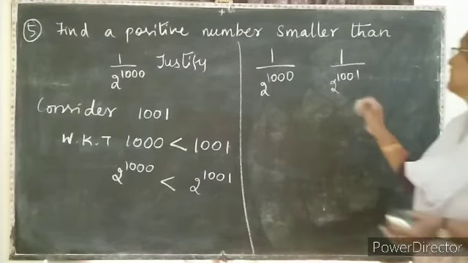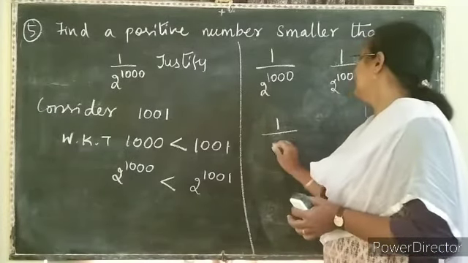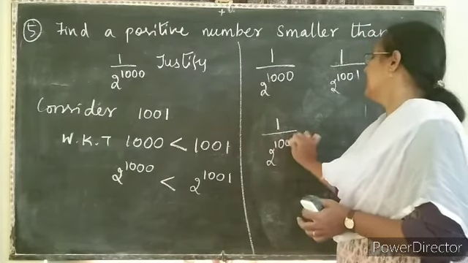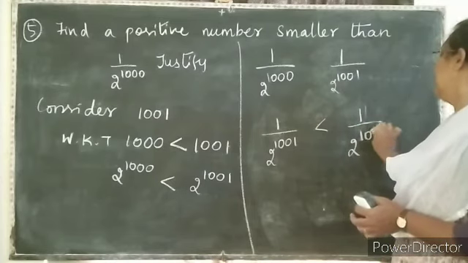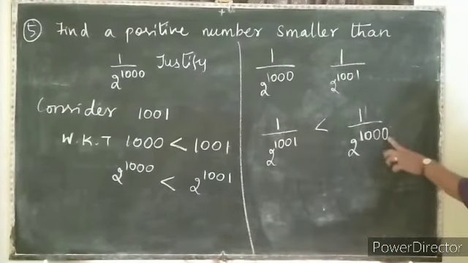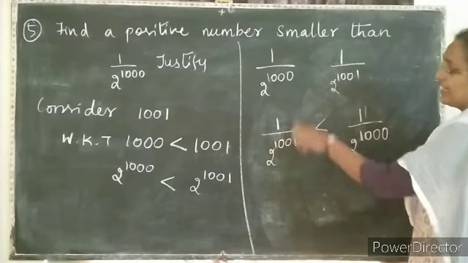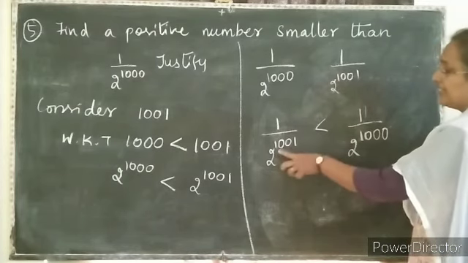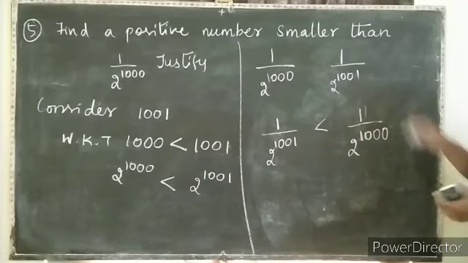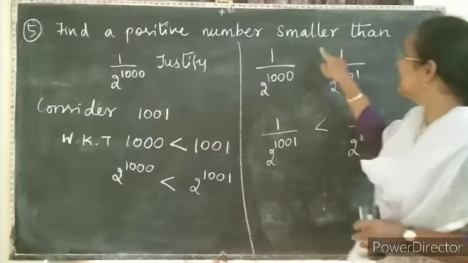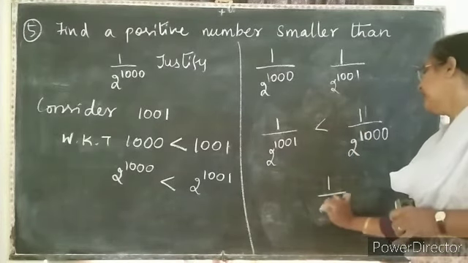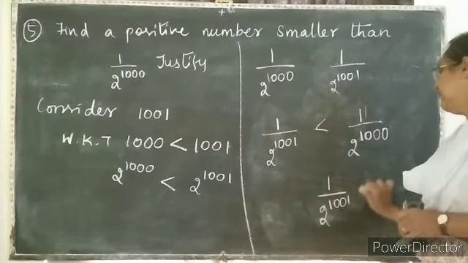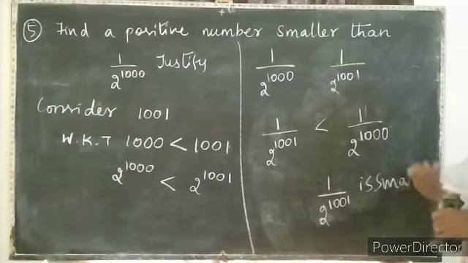So we can say that 1 divided by 2 to the power 1001 is less than 1 divided by 2 to the power 1000. So the smallest number here is 1 divided by 2 to the power 1001. The positive number smaller than 1 divided by 2 to the power 1000 is 1 divided by 2 to the power 1001. So we can justify our answer.